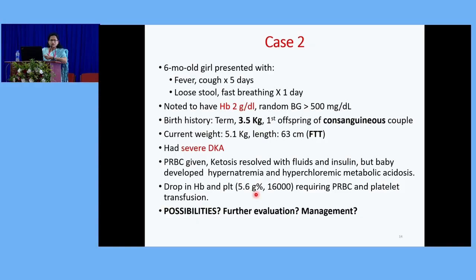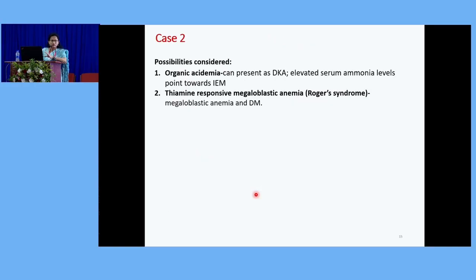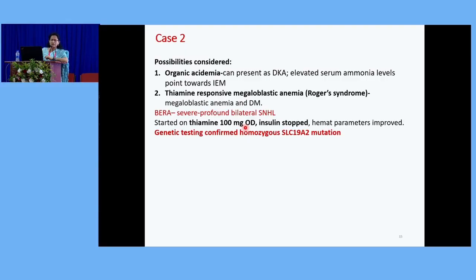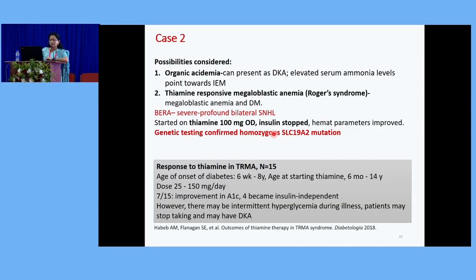But here we did all that workup. Finally, in view of the anemia, which was actually megaloblastic, we thought of thiamine responsive megaloblastic anemia. So we did a BERA, and BERA also showed severe profound bilateral sensory hearing loss. And yes, we did find a mutation in SLC19A2, but even prior to getting the mutation, we started her on thiamine. And the baby responded very nicely. We could stop the insulin and send the baby home. With thiamine itself, her sugars improved, her hematopoietic parameters also improved, and she was off any transfusion requirement.